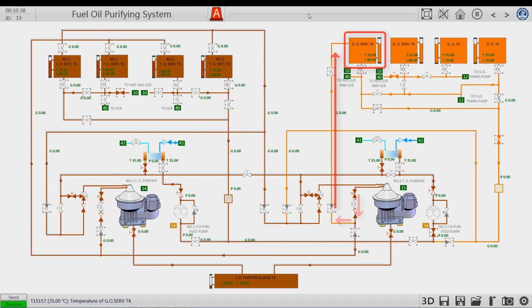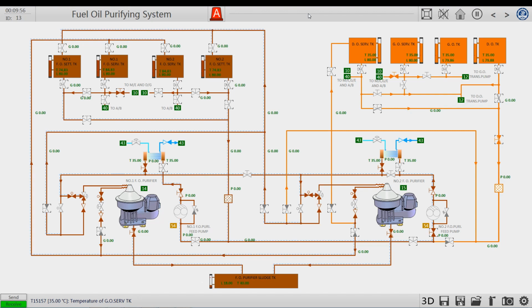One thing to note here is that separated light oil can only be returned to the service tank of diesel. Therefore, we need to pay special attention to the separation of light diesel. It's not like separating heavy oil. As circulating purification between service tanks, the separated and purified light diesel cannot be transferred back to the light diesel service tank.